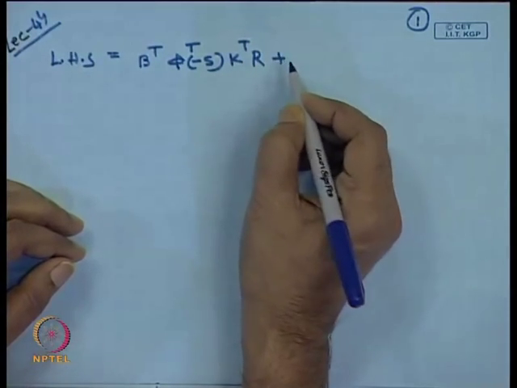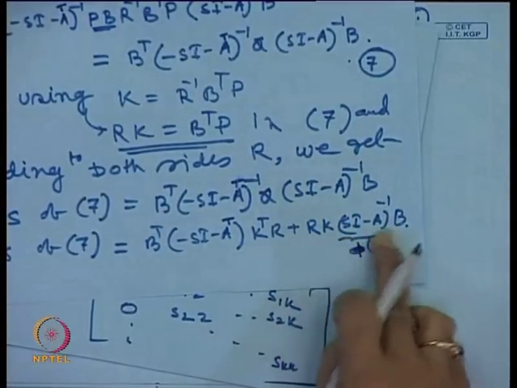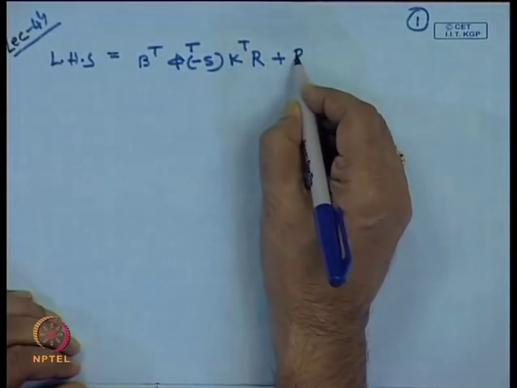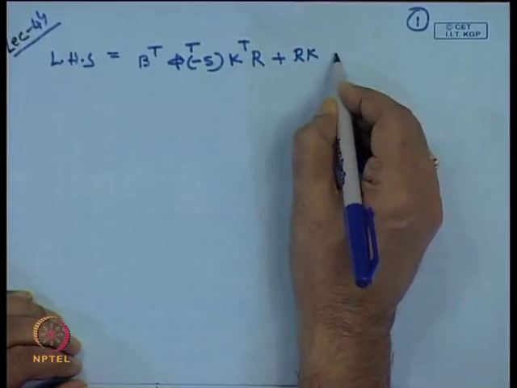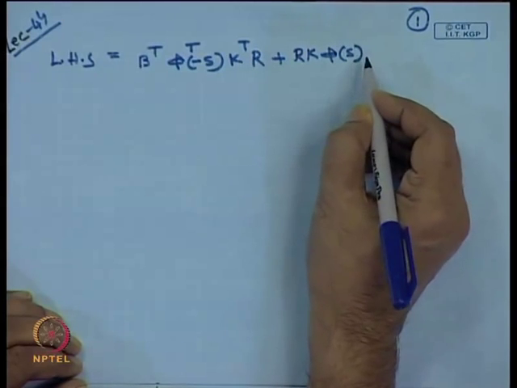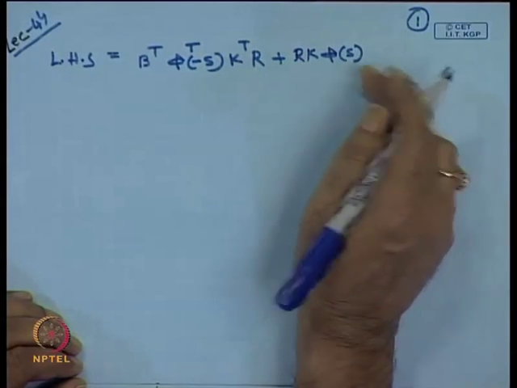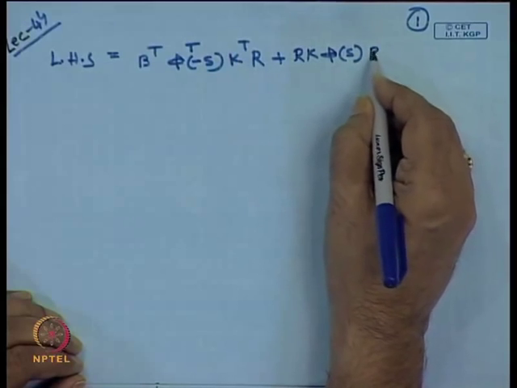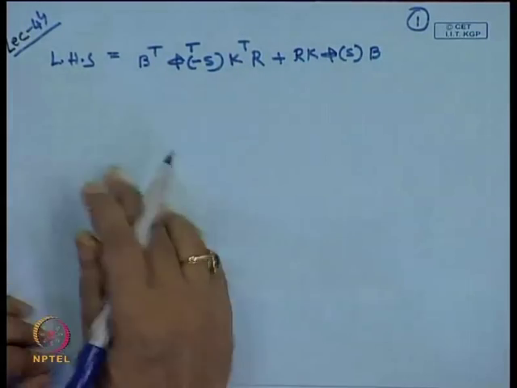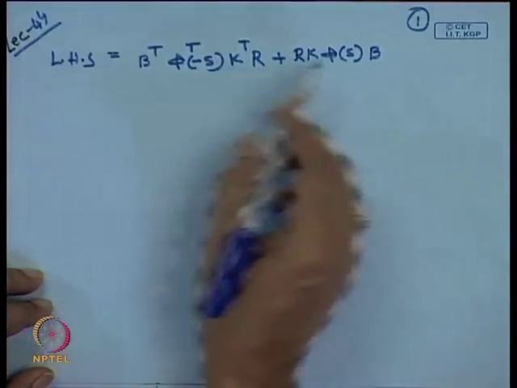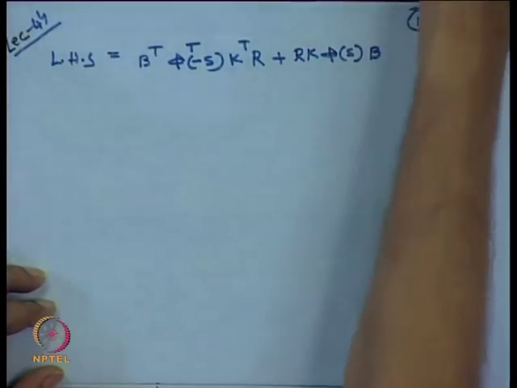The next term is R K as it is. This term I will replace by phi S. So this will be R K as it is, then I am replacing this with phi S, that means (S I minus A) whole inverse is phi S into B. So this quantity and this quantity is the left hand side.